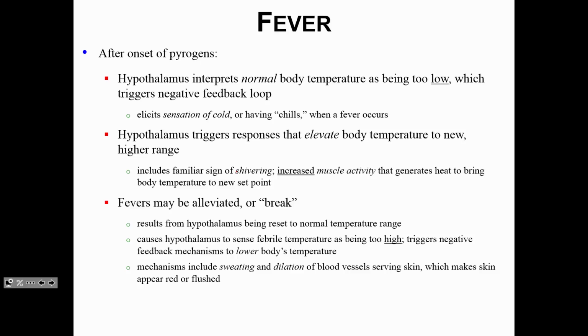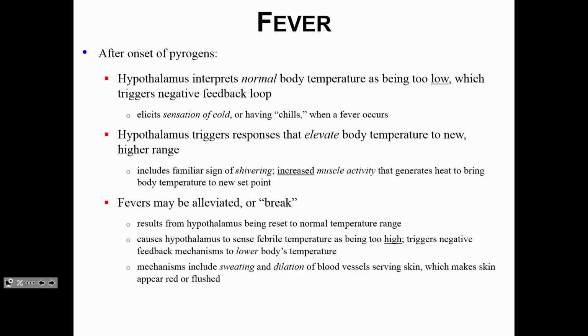Now, sometimes this is why people get chills when the fever occurs, because their normal body temperature, the brain is reading that as too low. So that's kind of where that comes in. The hypothalamus is going to trigger responses that elevate body temperature to a higher range. Some familiar signs would be shivering. Increased muscle activity, of course, is going to generate heat and bring the body up to a new set point.